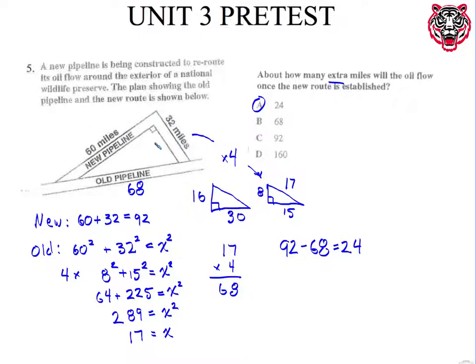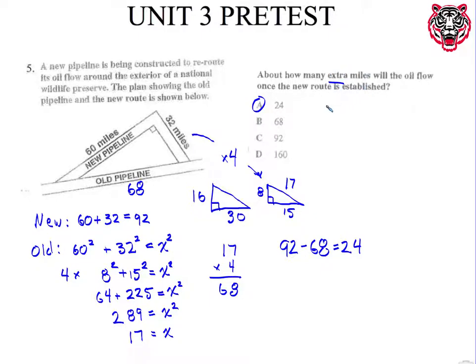There's a lot that just happened in that problem. The trick for this problem was scaling down the triangle. The hard thing about this problem is to understand what the problem was even asking for. How many extra miles will it flow?